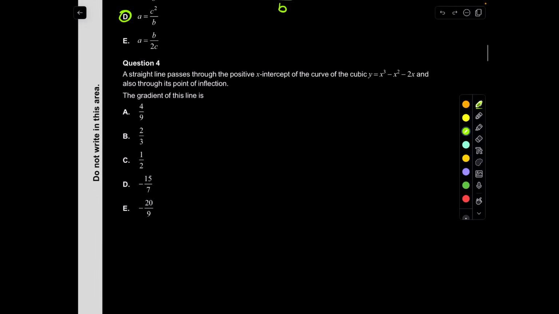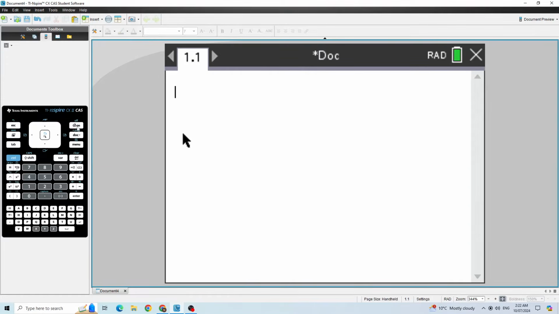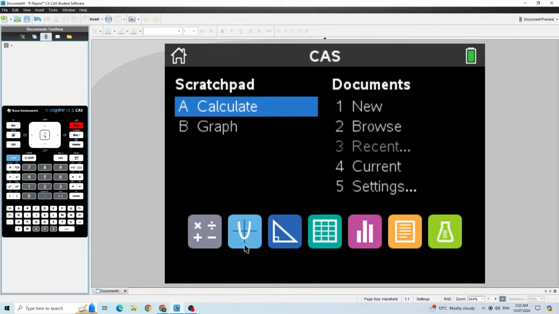Next question. Question 4. A straight line passes through the positive x-intercept of the curve of the cubic y equals x to the power of 3 minus x squared minus 2x, and also through its point of inflection. The gradient of the line is what? So what I'm going to do is just graph it on my CAS and show what it looks like.